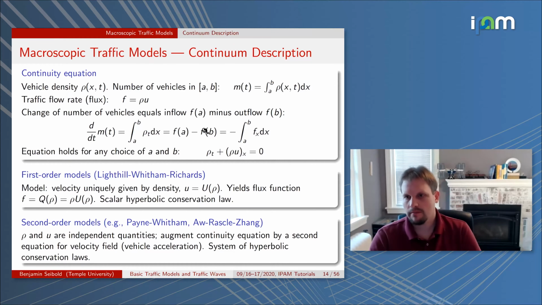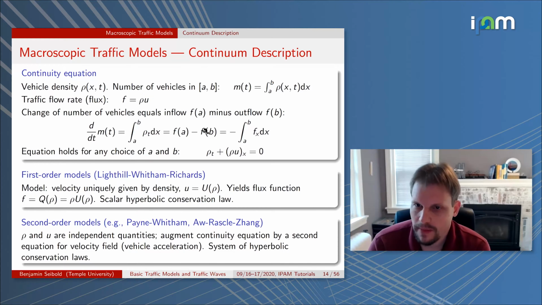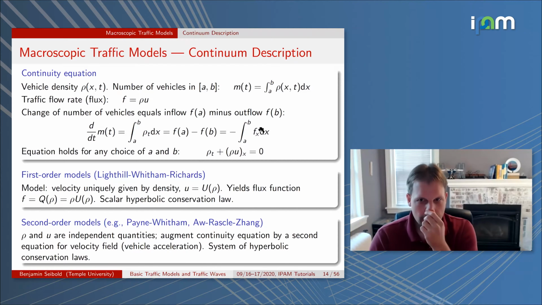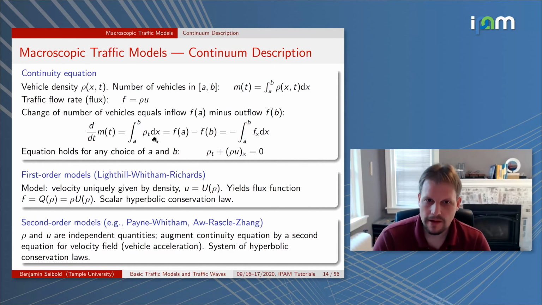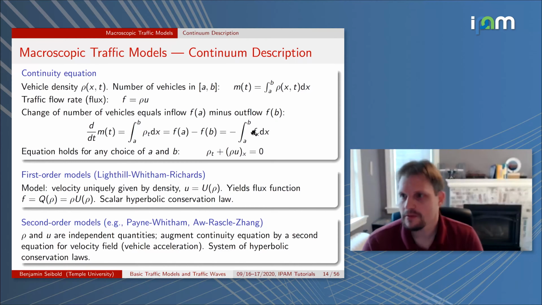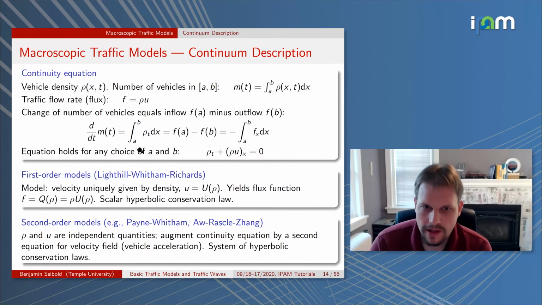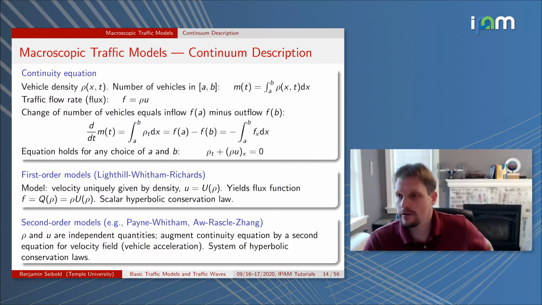And now this difference can be written using the fundamental theorem of calculus backwards, as the integral from A to B over the x derivative of the flow rate, right? So this is just the fundamental theorem of calculus. And now you see that this integral from A to B of rho t needs to be equal to this integral of minus f x. And that needs to hold for any arbitrary choice of A and B. So the only chance for this to work is that the arguments under the integral sign agree. So you get rho t plus f x is equal to 0, or rho t plus (rho u) x is equal to 0. That is called the continuity equation.